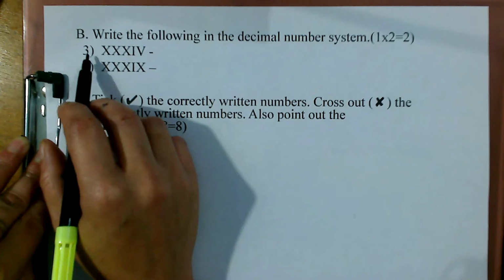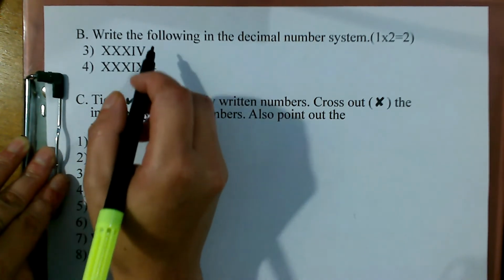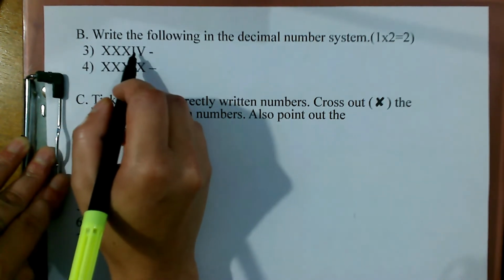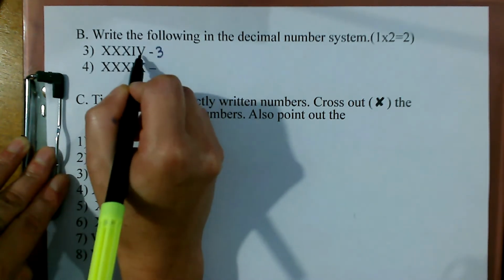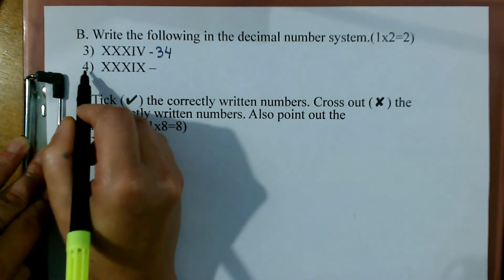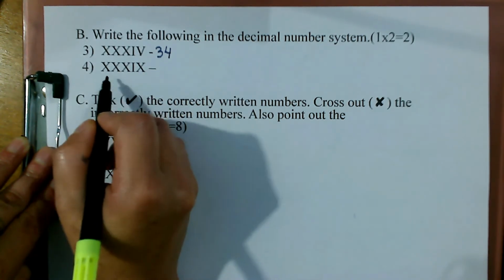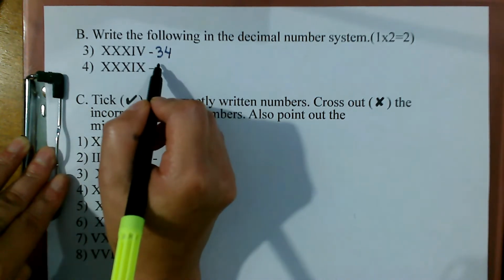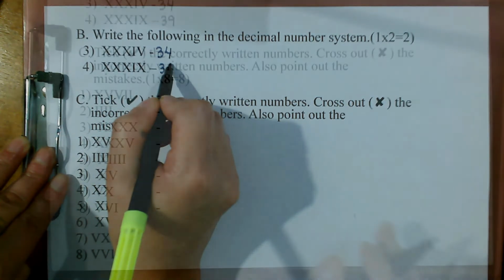And question number B, write the following in the decimal number system. Question number 3, XIV. So how do you write this? X 3 times is 30 and IV is 4, so you have to write 34 here. And question number 4, XIX. X 3 times is 30 and IX is always 9, so you have to write 39 here.